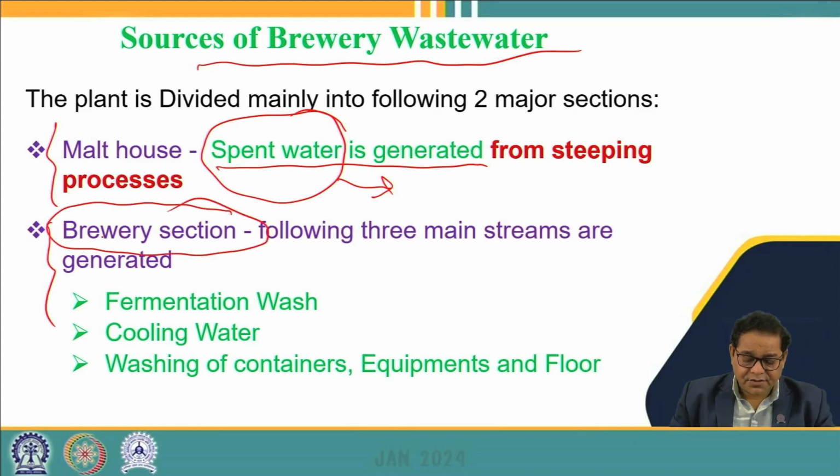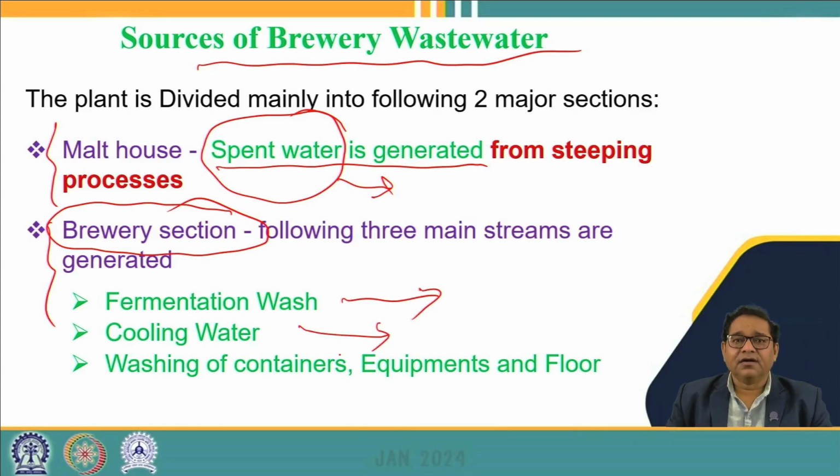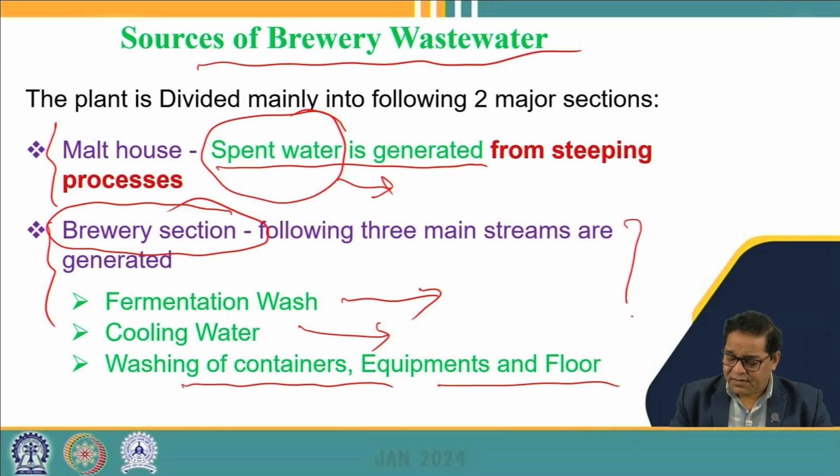in the brewing sections, like fermentation wash, and the cooling water also gets contaminated with a number of organic and inorganic impurities during the CIP process, and then washing of containers and equipment, floors, etc. That also generates a lot of wastewater, so cleaning wastewater. So this combined wastewater that is generated from the brewery sections is mixed together and taken for the treatment.